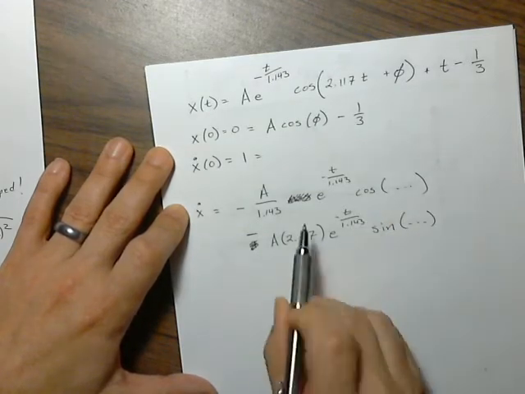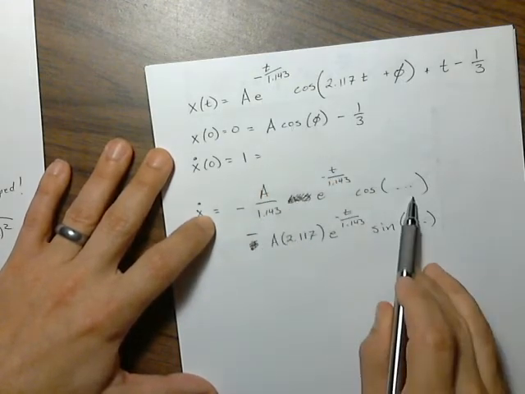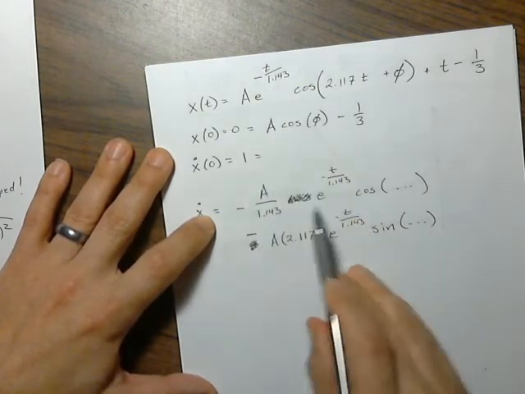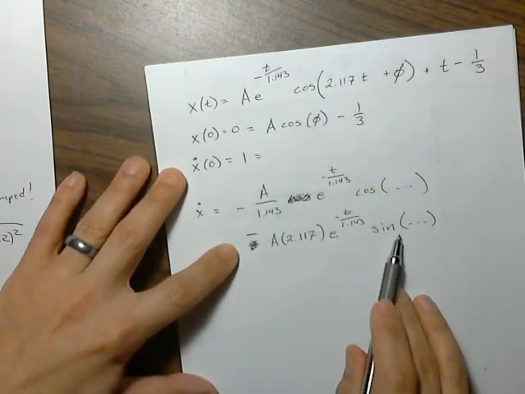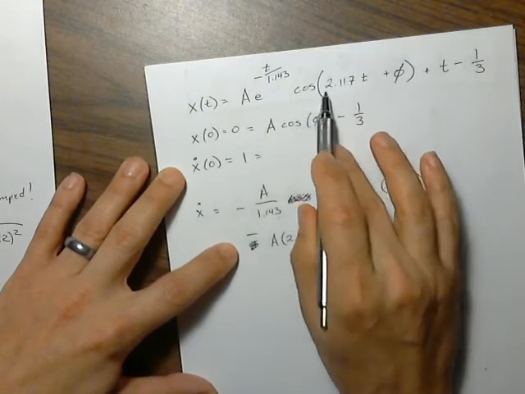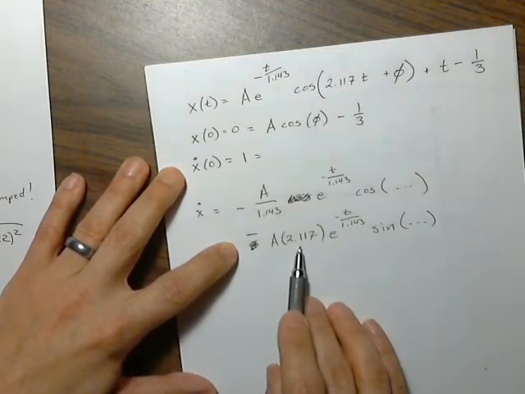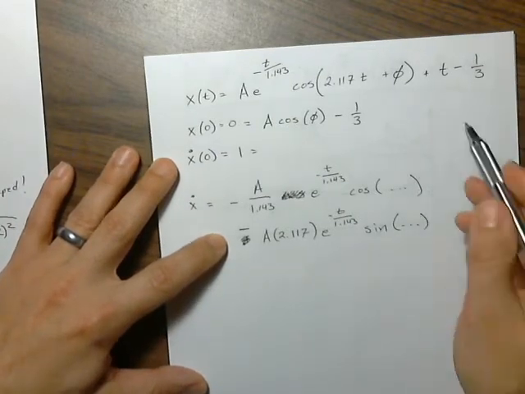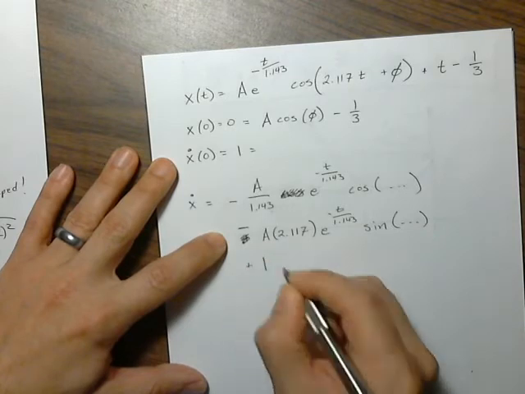All right, so what I've done is taken the derivative of this first term to get the e, and that gives me this. Next, I take the derivative of the cosine. That gives me a negative sign, right? But then I have to multiply by the inside derivative of t, right? So that's where the 2.117 comes from. And then finally, I just need to differentiate this stuff, which is plus 1.